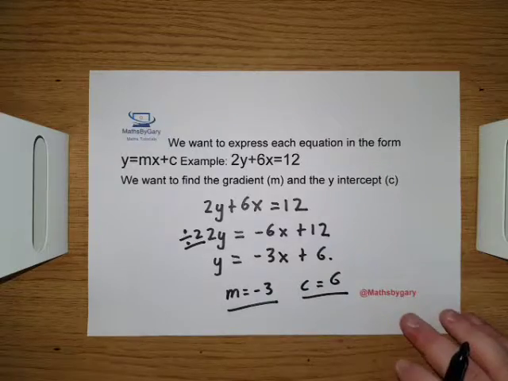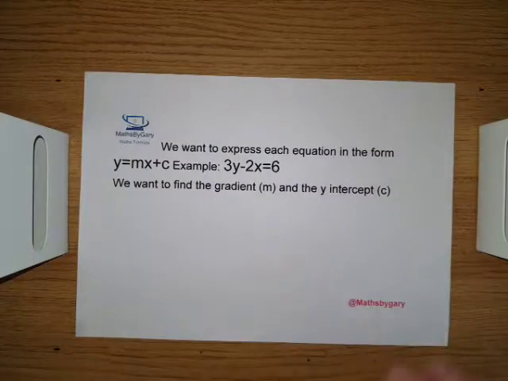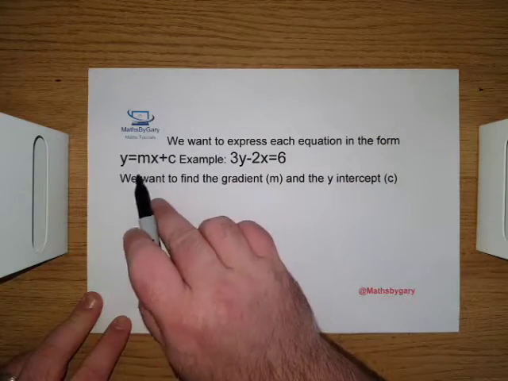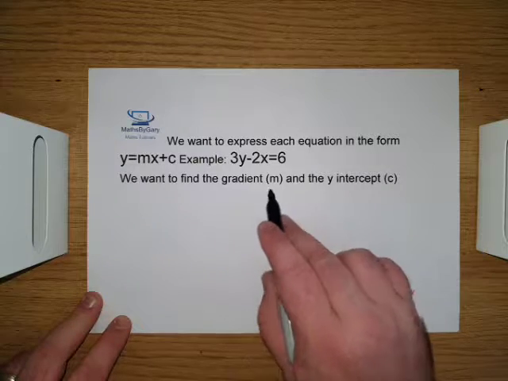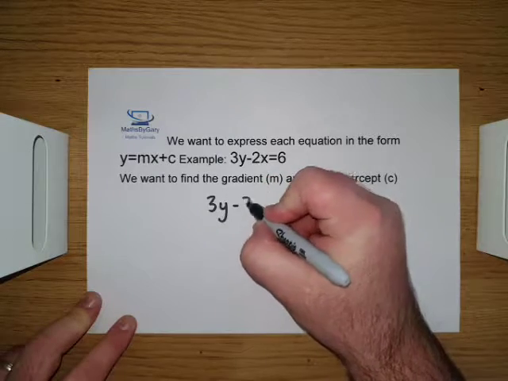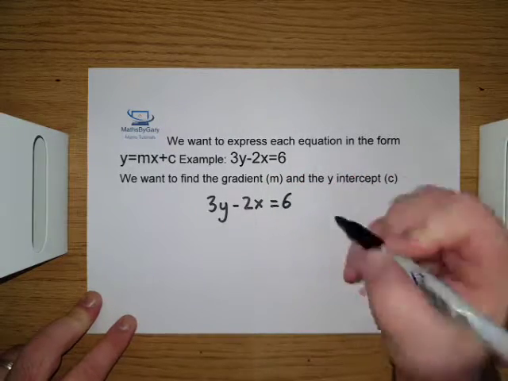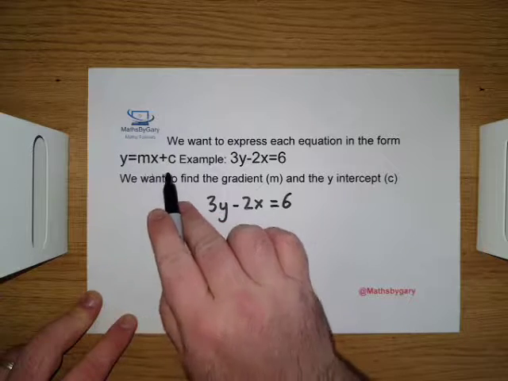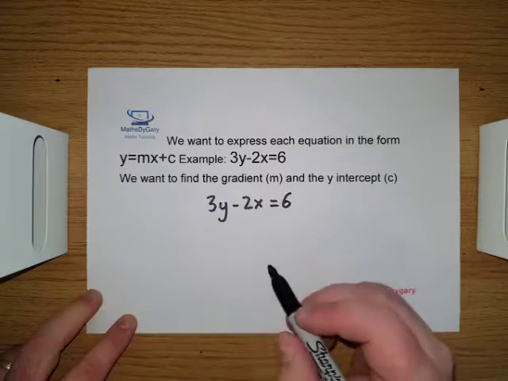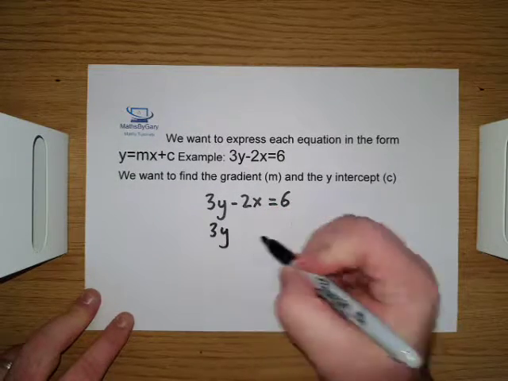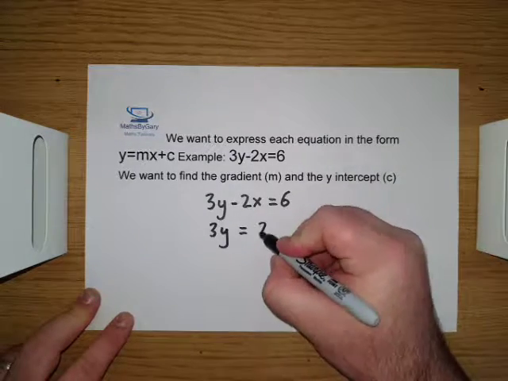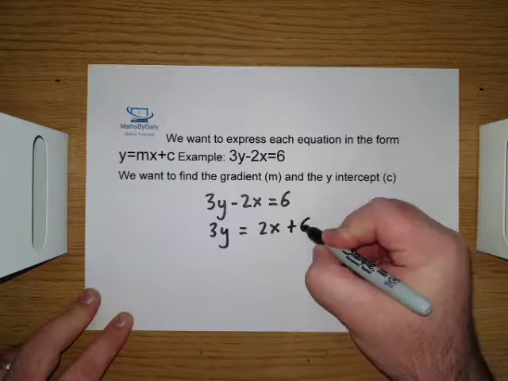Now we've got one last example. So this time we want to express 3y minus 2x equals 6 in the form y equals mx plus c, and we want to find the gradient m and the y-intercept c. So we write out the equation 3y minus 2x equals 6. Now we want y equals mx plus c, so we don't want the 2x on the left hand side, we want the x on the right hand side. So if we add 2x to the left hand side, that will cancel out. So we then add 2x to the right hand side, giving us 2x plus 6.